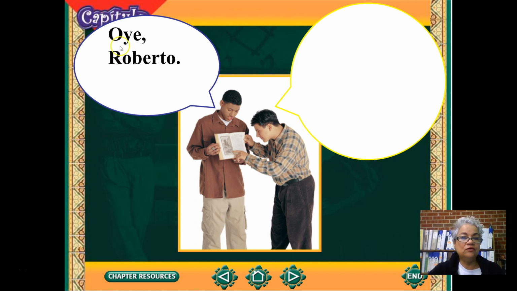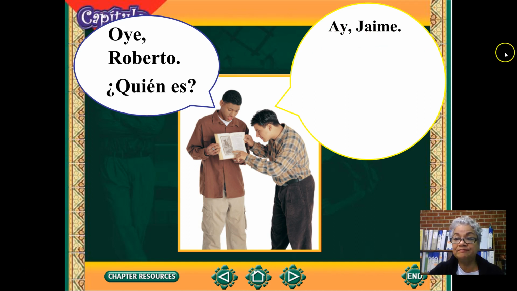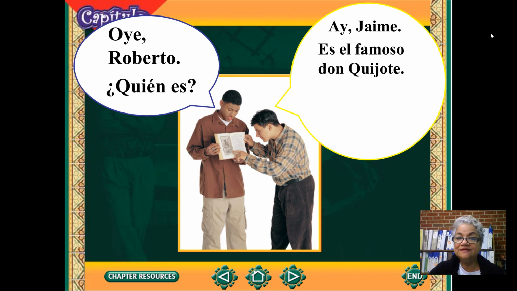For the next one, we have, Oye, Roberto. This is just a portion that has to do with Don Quixote. We'll cover that in class. And this is an expression. Oye, as in listen, Roberto. ¿Quién es? Ay, Jaime. It's like, oh, Jaime. That's another expression. Ay. Es el famoso Don Quixote. Remember, you're trying to repeat as I go.